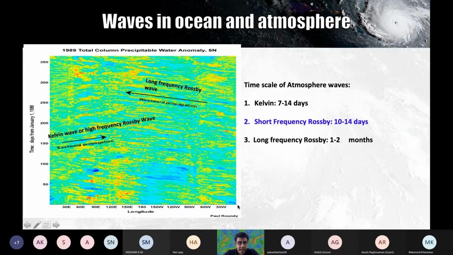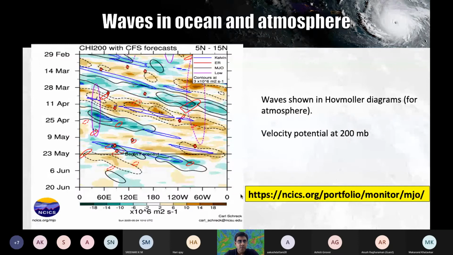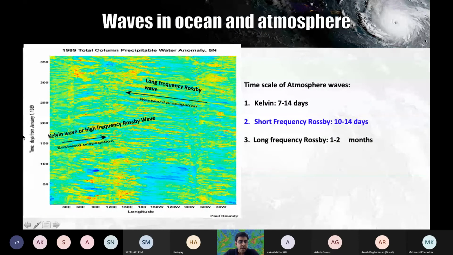So what this particular diagram is showing, this is known as a Hovmöller diagram. This Hovmöller diagram is one of the most important diagrams for finding out waves. What it does is, on the x-axis you have longitude, which is the entire globe. Okay, so the 30 east to 30 west, covering the Atlantic all the way to the Pacific. And here you have time. So starting from, let us say, Jan 1st, the entire year, so 365 days. On that, you are putting the signals of waves.